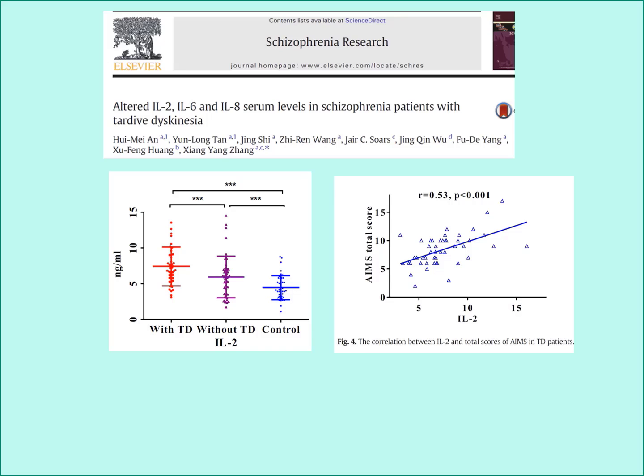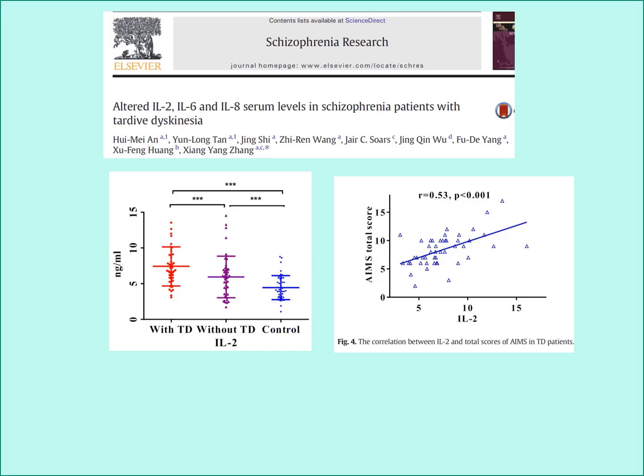This figure shows the difference. This is patients with tardive dyskinesia. Patients without tardive dyskinesia, this control about their interleukin-2 levels. When you see here, this clearly is a scattered plot, allowing you to see individual data, average, then standard deviation for all three groups. So this is a scattered plot.